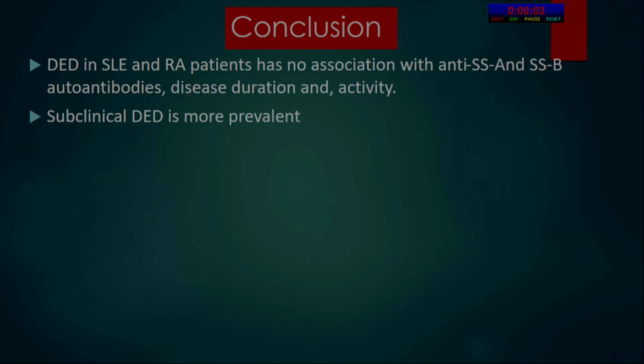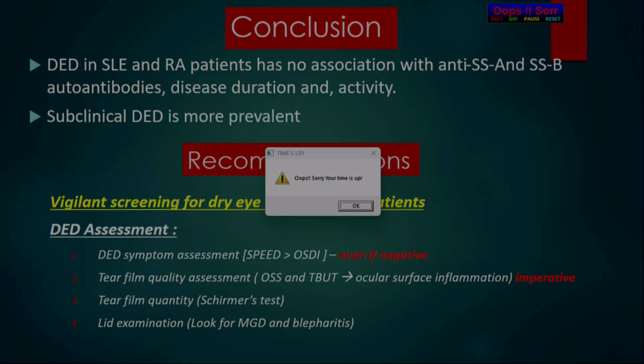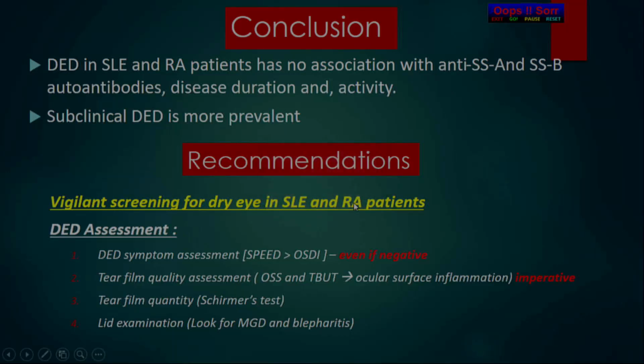Subclinical dry eye is more prevalent in SLE and RA groups. Vigilant screening is advised, and dry eye symptom assessment should be done, followed by tear film quality, quantity, and lid examination, which is very important in dry eye disease patients. These are my references. Thank you.